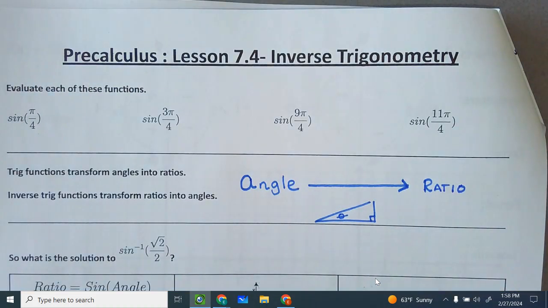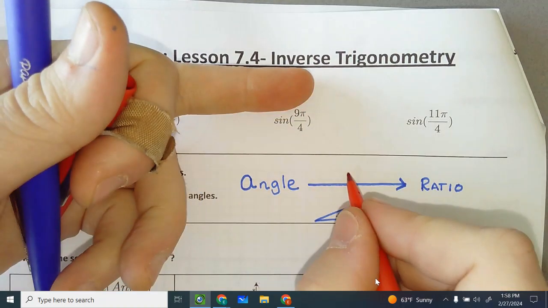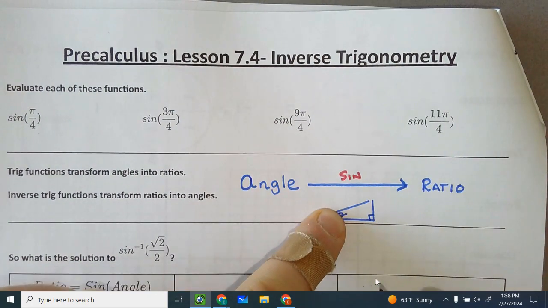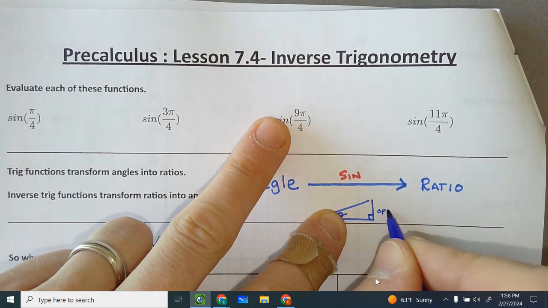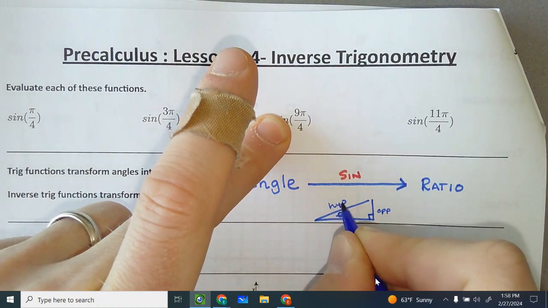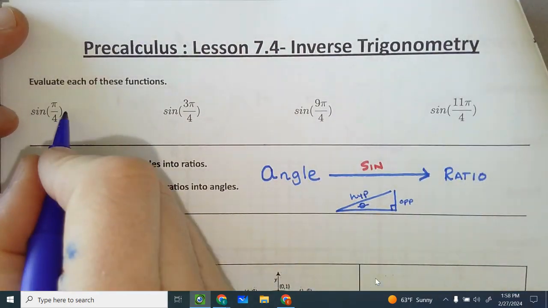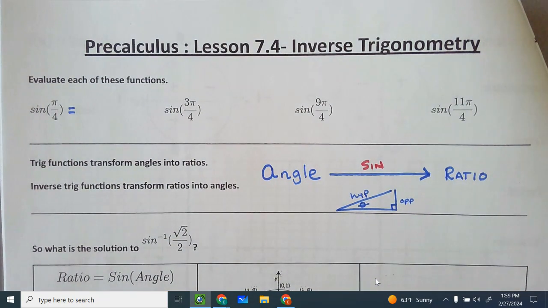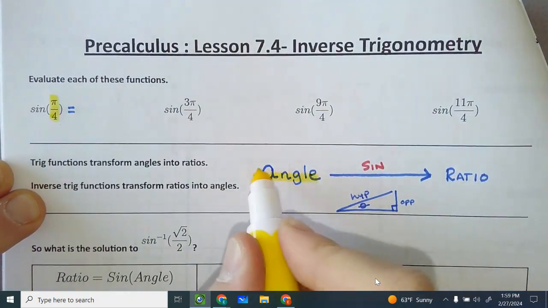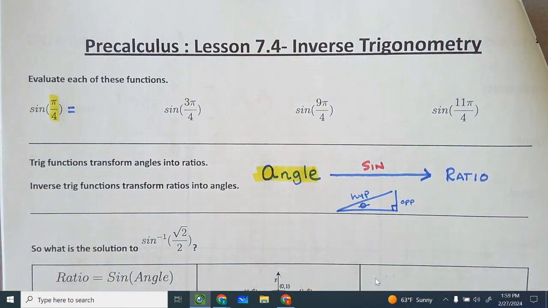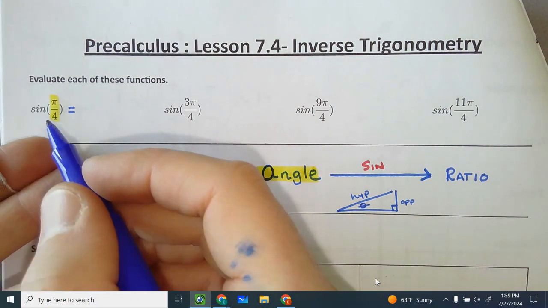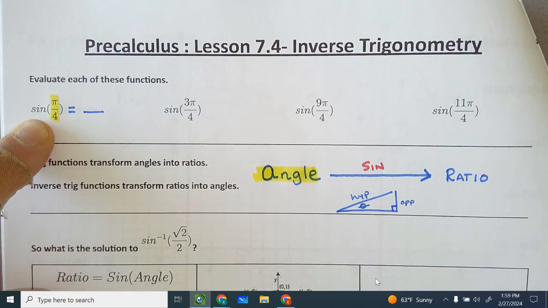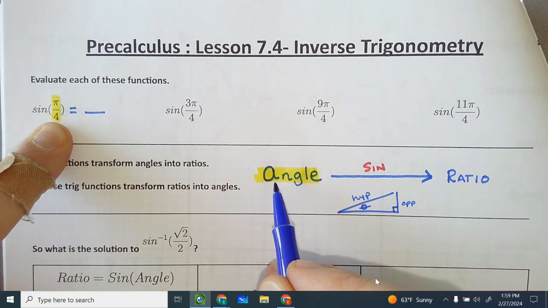So for instance, if we were asking about the sine of an angle, that would take this angle and turn it into the ratio of the opposite to the hypotenuse. And that's actually what you're doing when you answer a problem like this one right here. See how it says the sine of pi over 4? Pi over 4 is our angle. I know it doesn't look nice like, I don't know, 45 degrees would, but this is an angle. So this is asking you, what is the sine ratio when we have an angle of pi over 4?